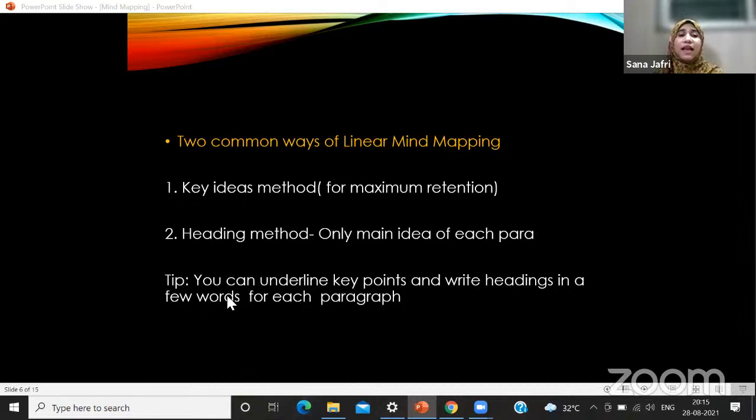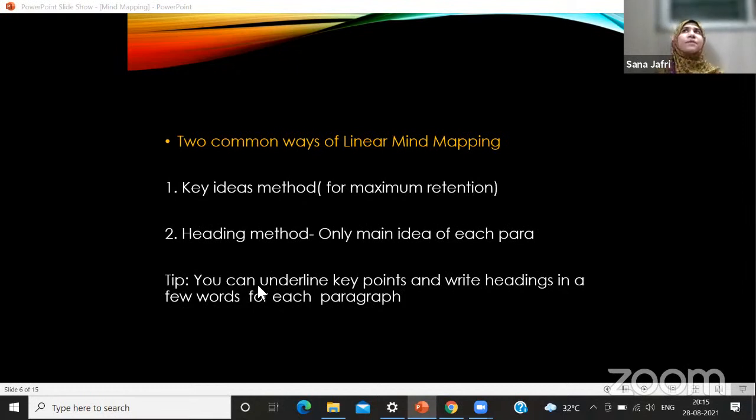The second is heading method. That's a very concise way of doing it. You only find out the main idea of each para. You don't delve into the details. You don't pick up each and every important idea. You only focus on the main idea of each para.